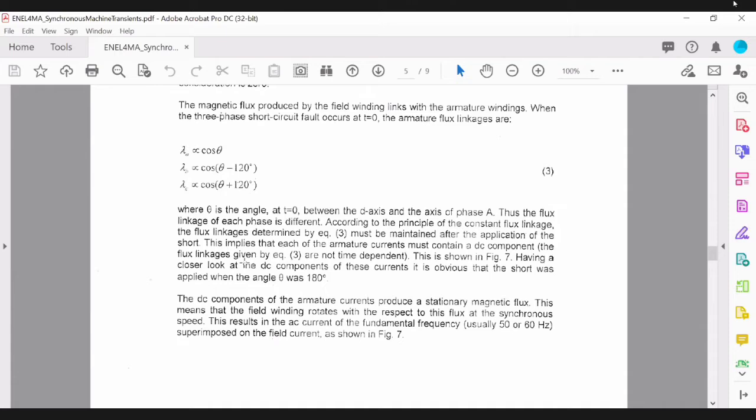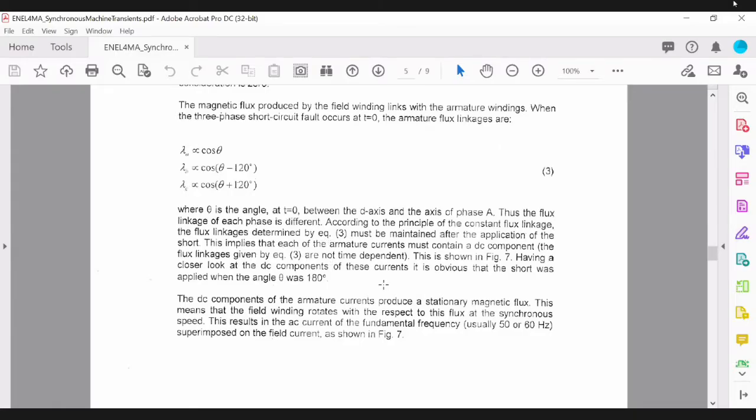So if the flux linkages are different, then according to the principle of constant flux linkage, the flux linkage is determined by these three sets of equations. They must be maintained after the application of the short circuit. And this implies that each of the short armature currents will contain a DC component, right? And the flux linkage given by equation 3, those three sets are not time dependent.